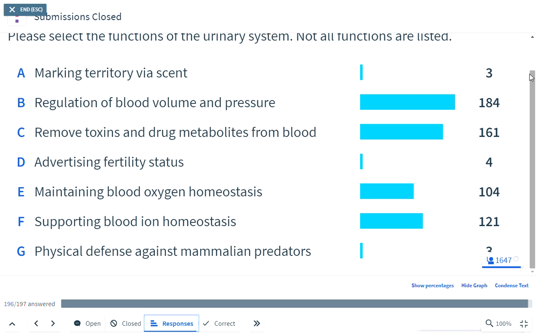All right, so let's look over our results. When we think of functions of a human urinary system, we don't use our urinary system to mark our territories. We do use our urinary systems to regulate blood volumes and blood pressures.